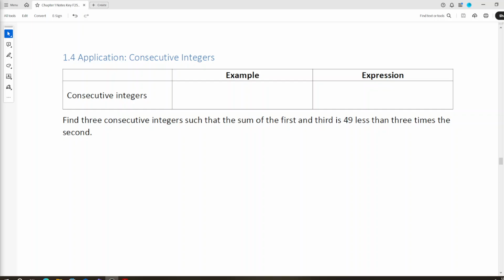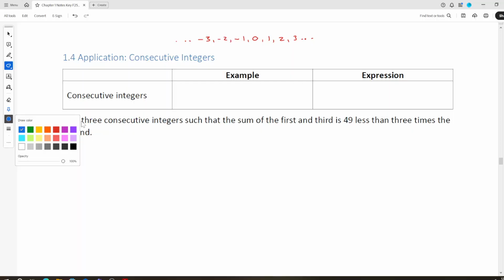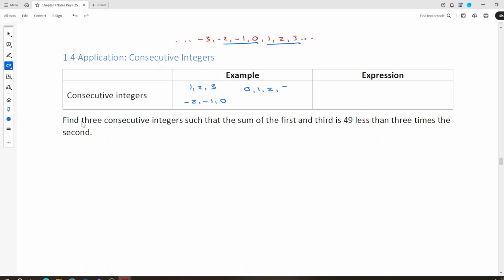Integers are positive and negative whole numbers, like -3, -2, -1, 0, 1, 2, 3, and so on in either direction. Consecutive means that they come in order. So all of these are integers, right? -3 is an integer, 2 is an integer. But to be consecutive, it would be like 1, 2, 3, or -2, -1, 0, or 0, 1, 2, 3, 4, right? These are all consecutive.